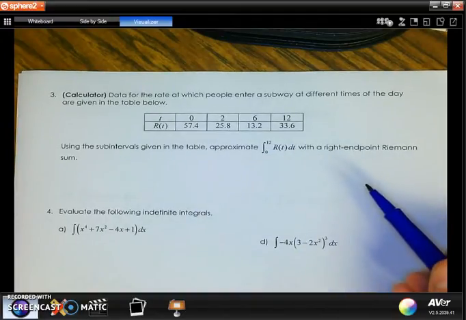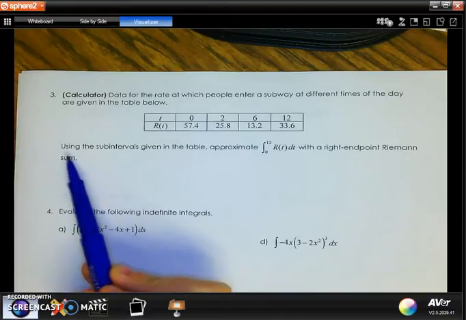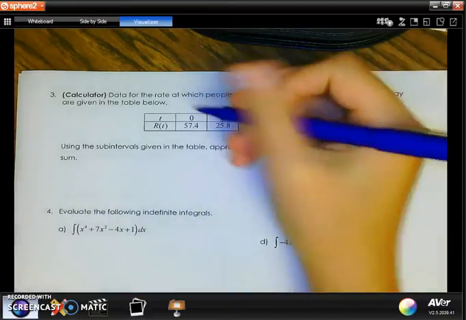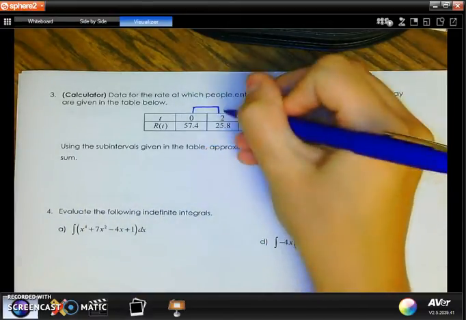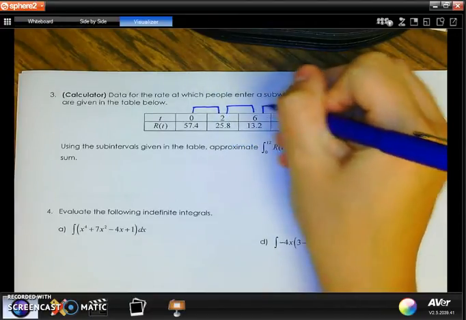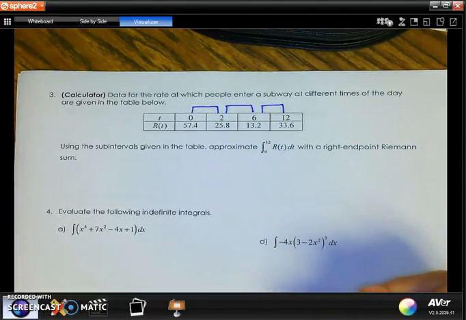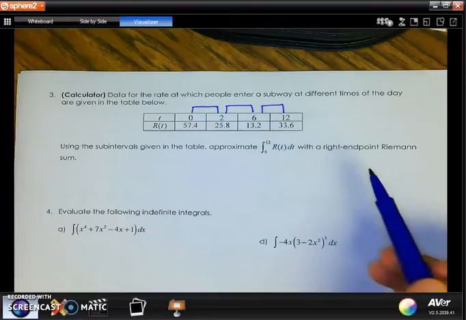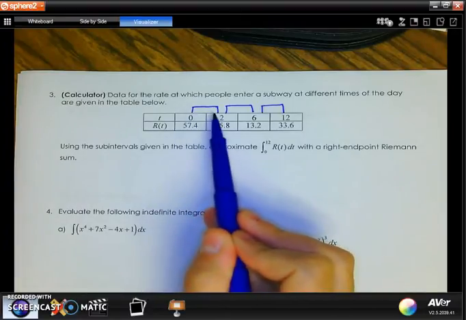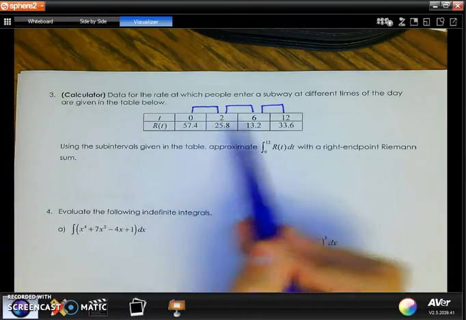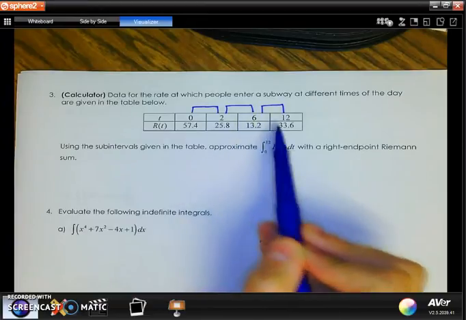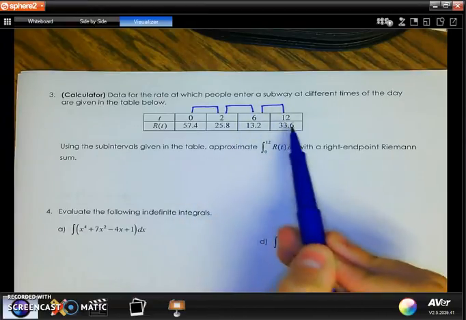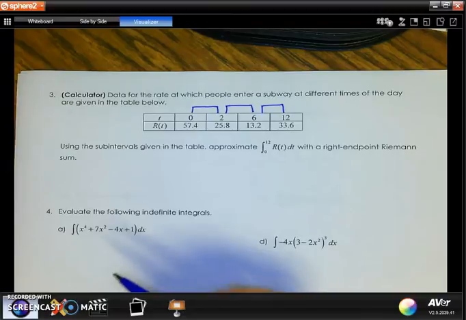My recommendation, when they give you a table, usually it'll say something like using the intervals given. So that means that you're going to have a rectangle like this, a rectangle there, and a rectangle here. So this is basically saying that you have 3 subintervals over this, and we're trying to use the right endpoint. So of this rectangle, this is the right. Of this rectangle here, this is the right, and of this last rectangle, this is the right. So that's why I like to draw those rectangles there.